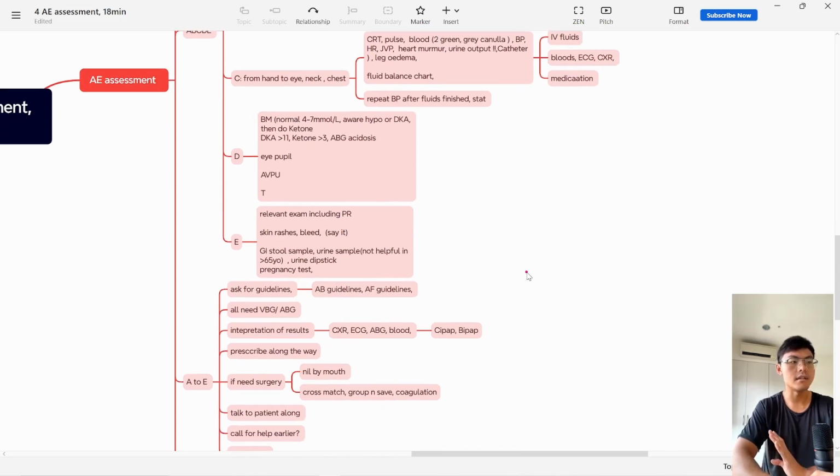Going on to D. So D-wise, BM, the normal range of it is 4 to 7. And this is the part where you need to be aware of hypoglycemia and DKA.